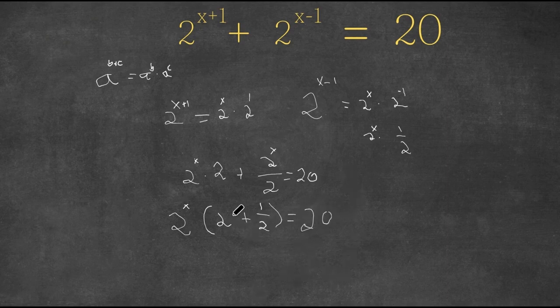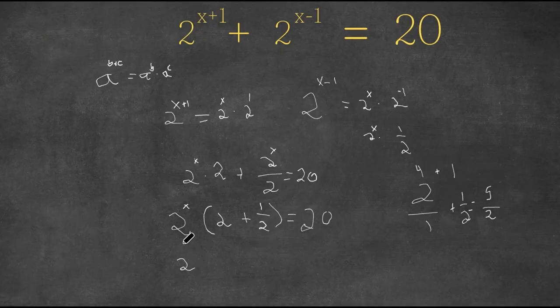All right, so now we're going to simplify the stuff in the parentheses a little bit. 2 plus 1/2. Let me write this right here: 2 over 1 plus 1/2. We multiply our denominators, so we get 2 as our denominator. Then we do cross multiplication: 2 times 2 is 4 plus 1 times 1 is 1. So we have 4 plus 1, which is 5. And this is really simple. So this gets us 2 to the power of x times 5 over 2 is equal to 20.